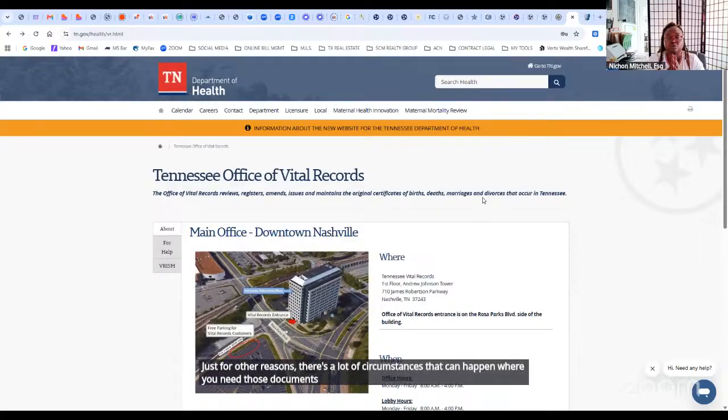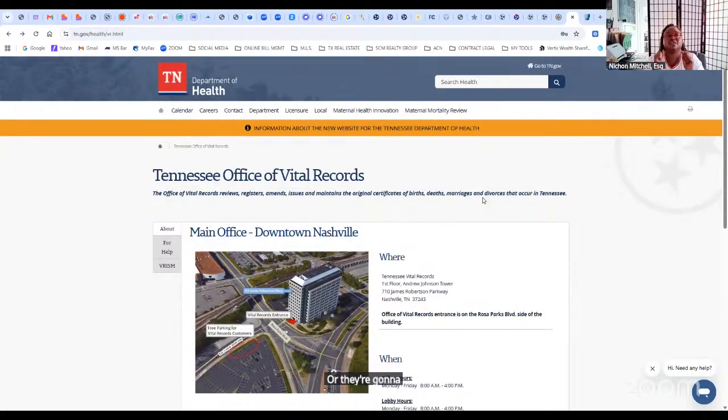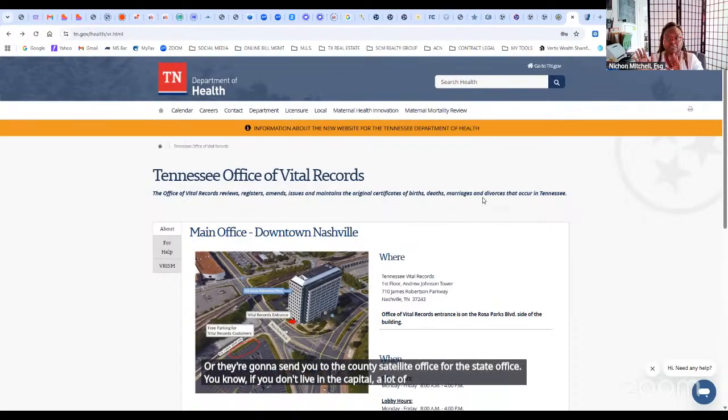And so I'm trying to tell y'all now to prepare and to contact the vital records office in the state that you're in. That's a state office usually. In some states, they may maintain this information on a county level, or they're going to send you to the county satellite office for the state office. If you don't live in the capital, a lot of times there's a state satellite office in the county. They'll send you there. But you should be accumulating these documents that I said and keep them in a safe place.